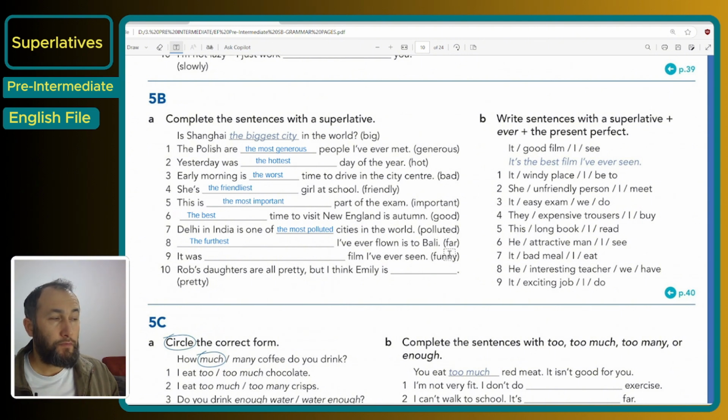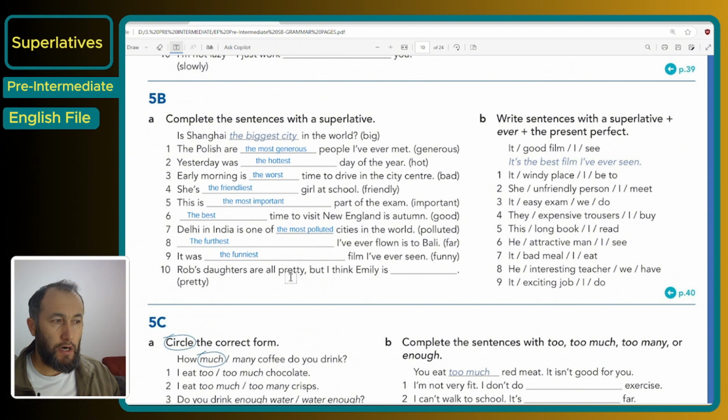It was funny. So this is the adjective ending with Y. So Y we change to I and then we add est. Obviously it comes with the. It was the funniest film I've ever seen.